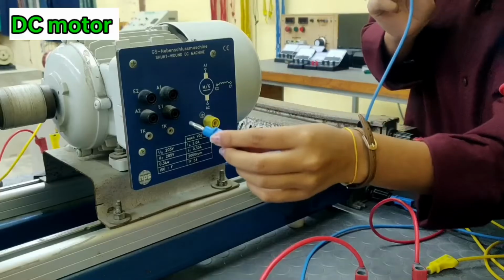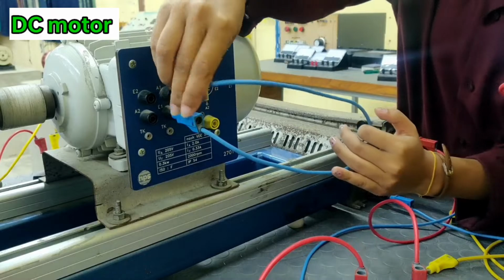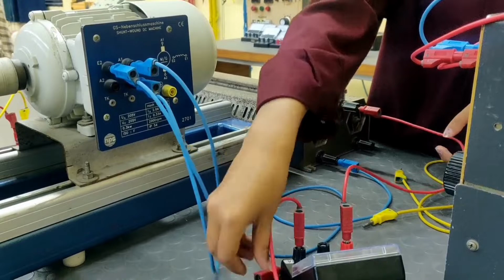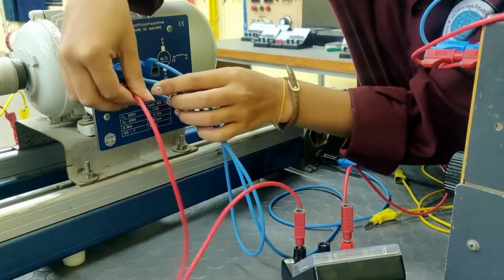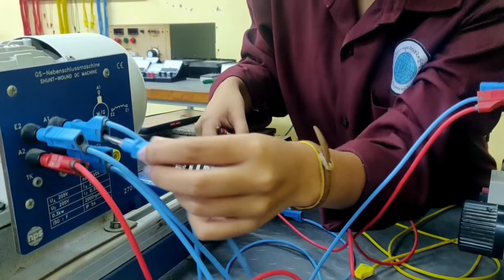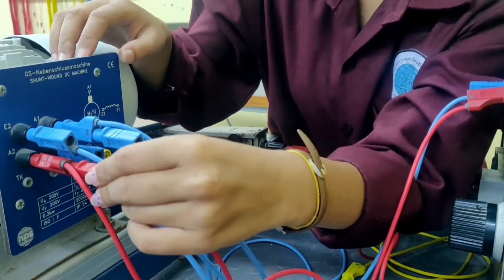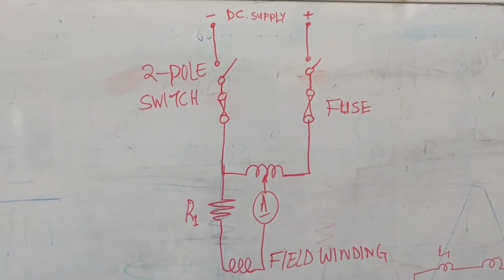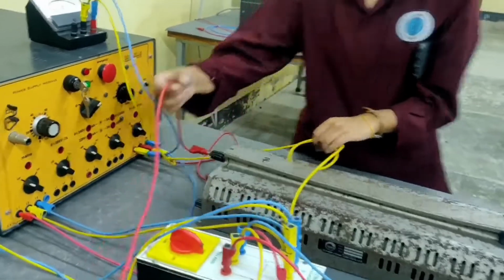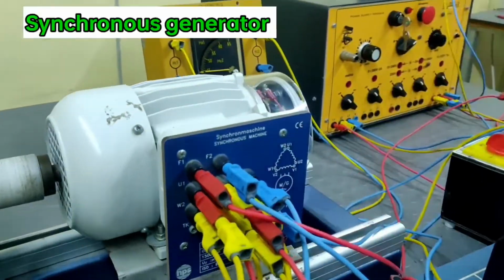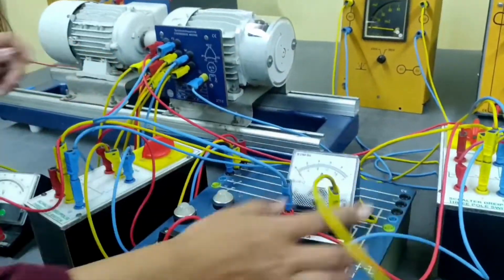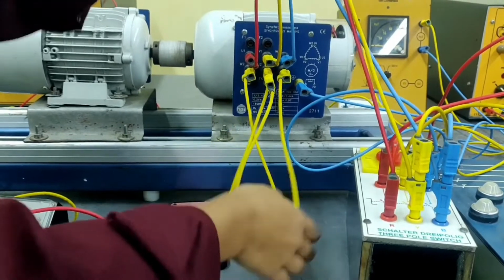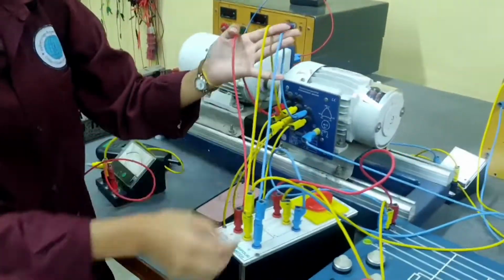Now moving on to the circuit connection. First, we do the connection at the motor side, and this is the circuit connection for the motor side. This is the circuit connection for the field side. Lastly, the circuit connection for the generator and the bus bar side.